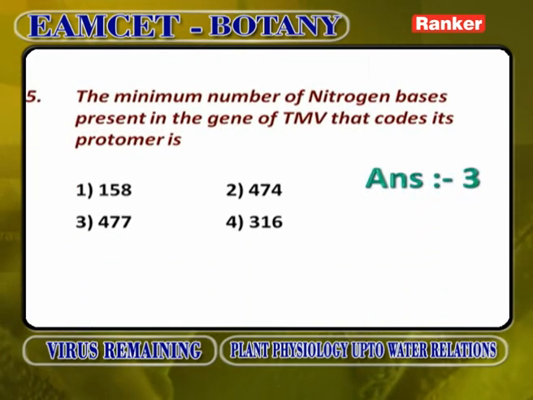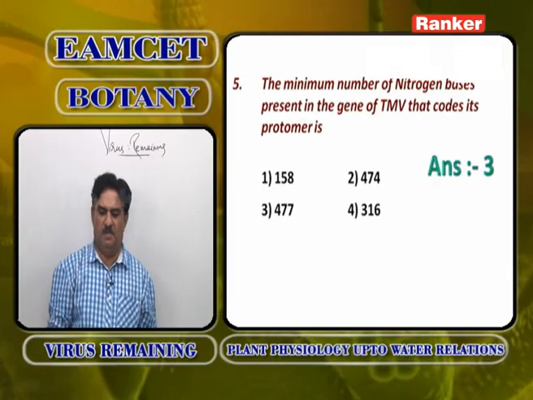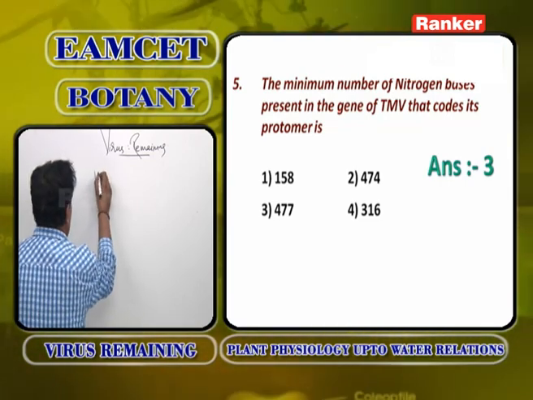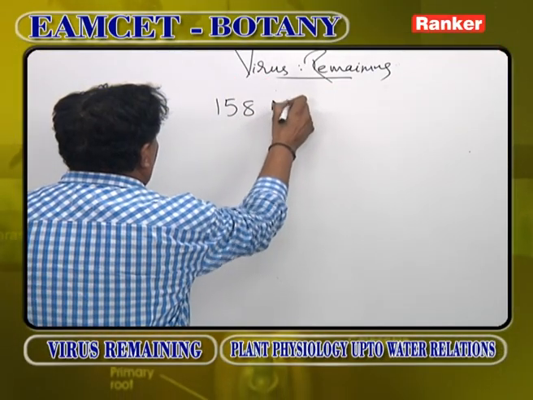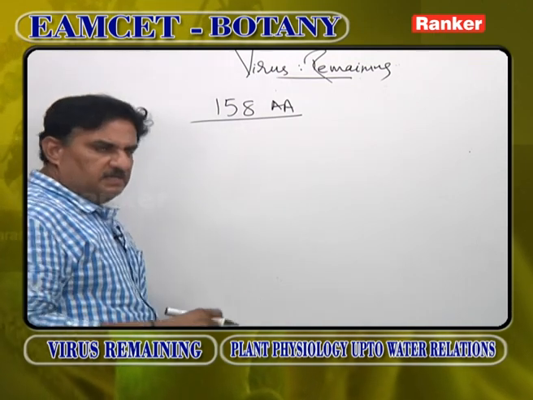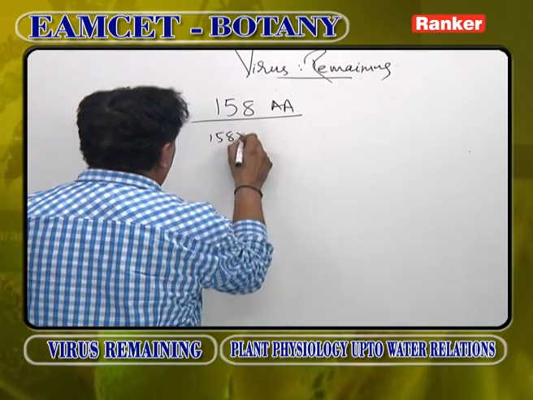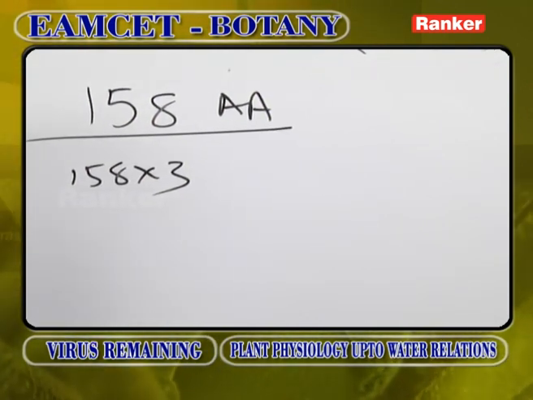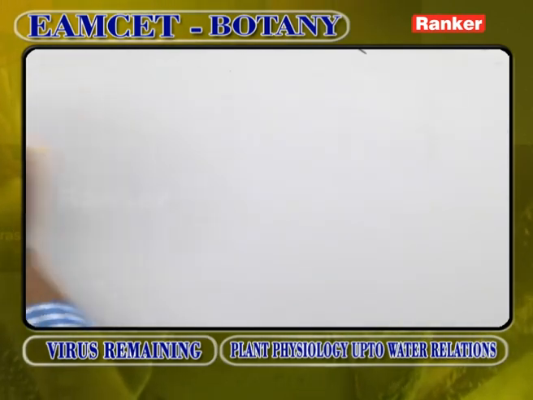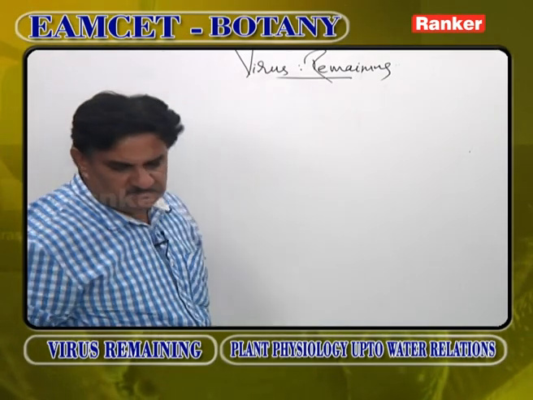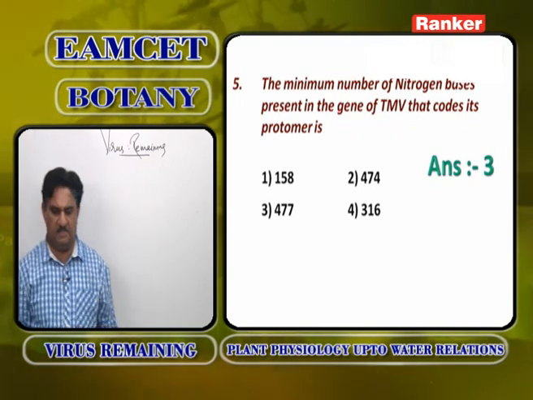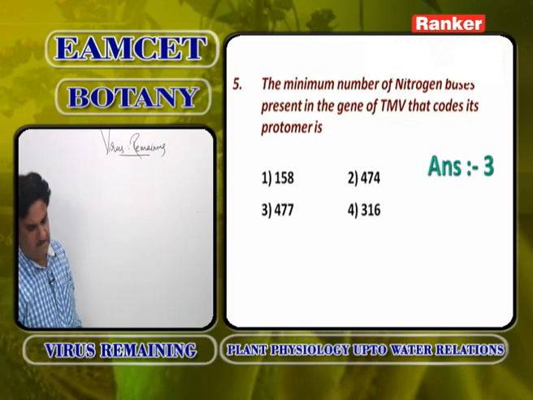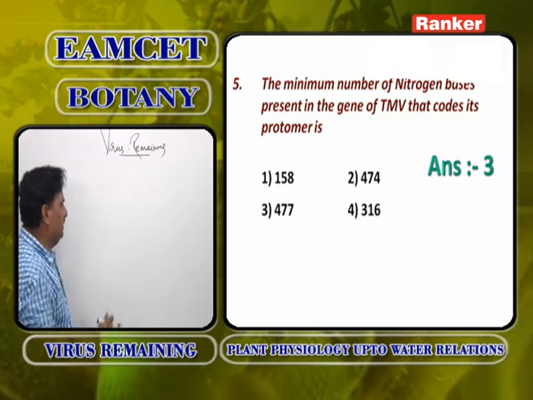The minimum number of nitrogen bases present in the gene of TMV that codes its protomer. The protomer contains 158 amino acids. 158 amino acids means you have to write 158 into 3. If you write 158 into 3, some number will come. To that number, if you add 3, you will get the minimum number of nitrogen bases present in the gene of tobacco mosaic virus that codes a protomer, that codes a capsomere, that codes a protein in capsomere.